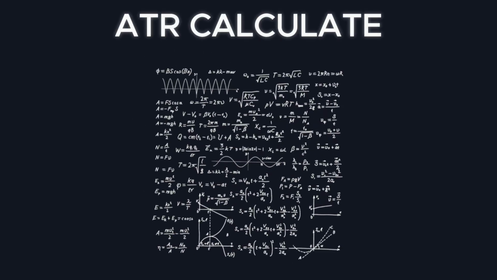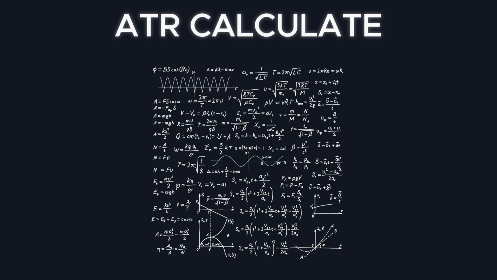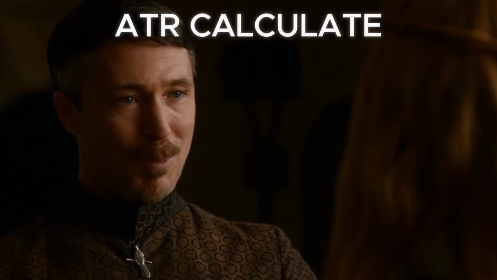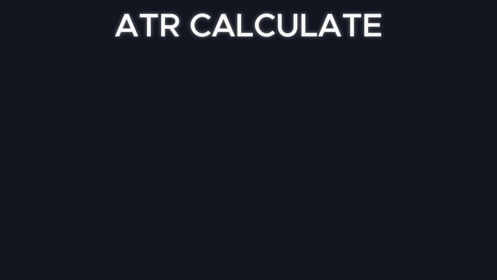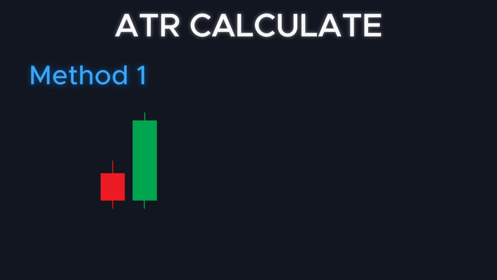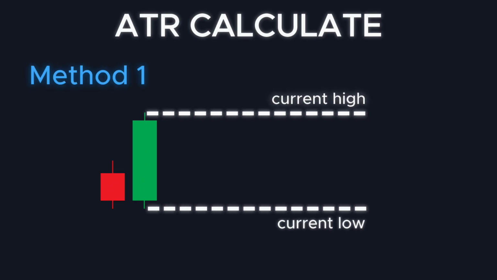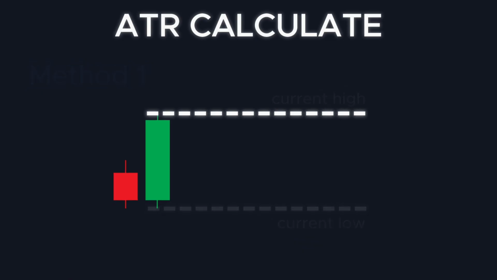How is ATR calculated? The calculation isn't too complicated, but it's good to know how it works. Knowledge is power. There are 3 methods to calculate ATR, and the reason for this is the different ways price candles can form. Method 1. The current high minus the current low. This shows the true range of the current candle, useful in patterns like bullish engulfing.